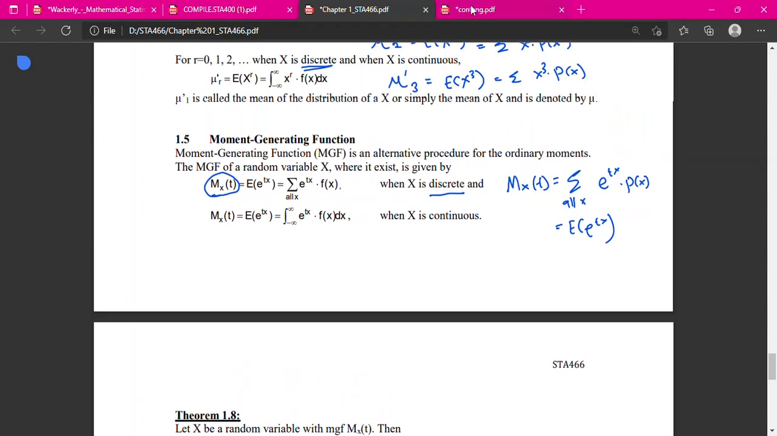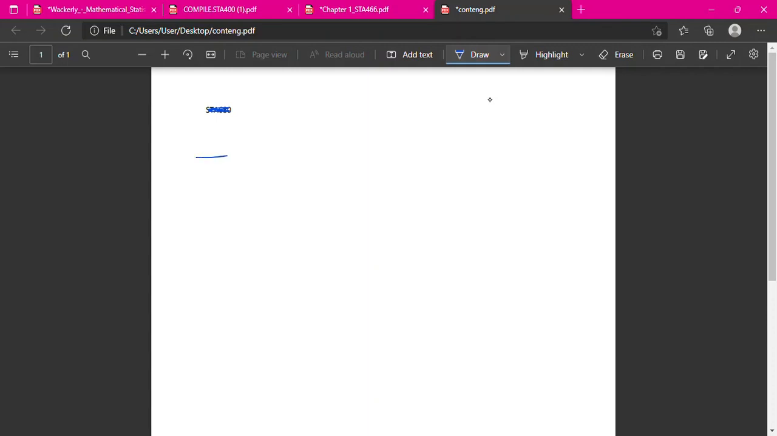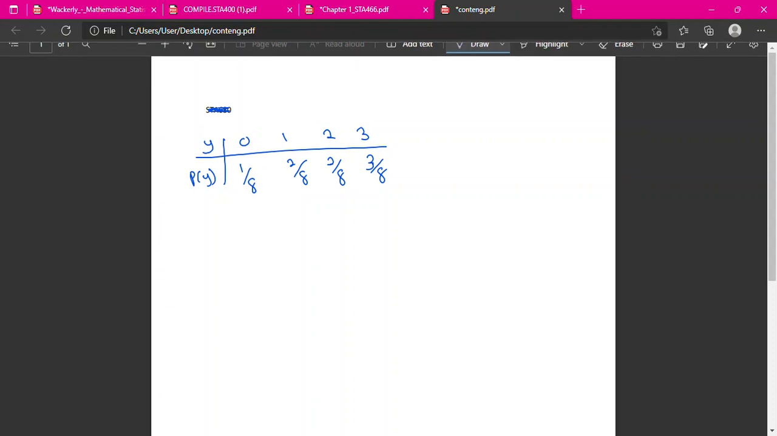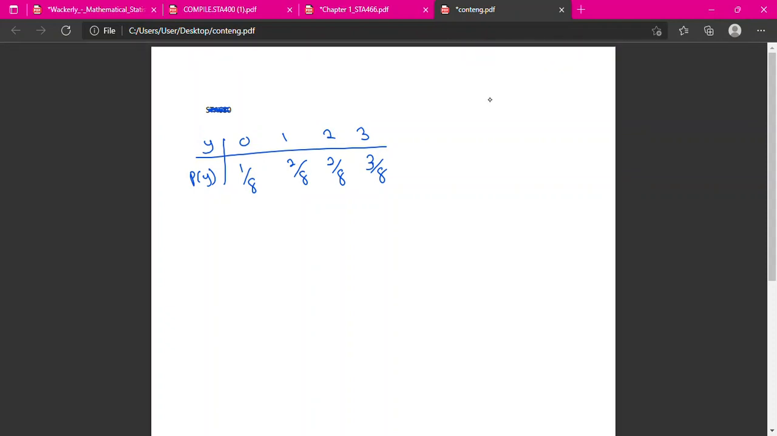Contohnya untuk discrete, kita ada PDF table, y and p(y), right? Let's say we have this PDF table. Here is a simple example I give you. So this is a PDF table for the discrete random variable. It is a valid PDF table because when we add up all the probabilities here, we will get 1.